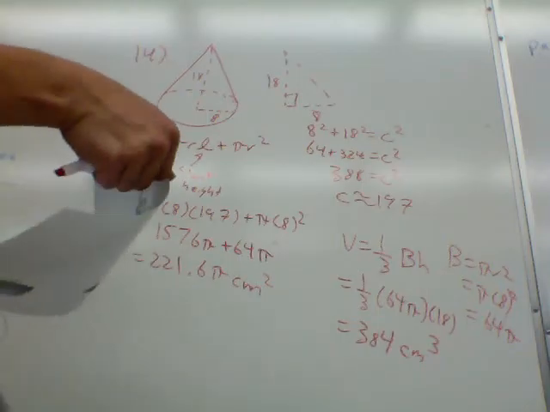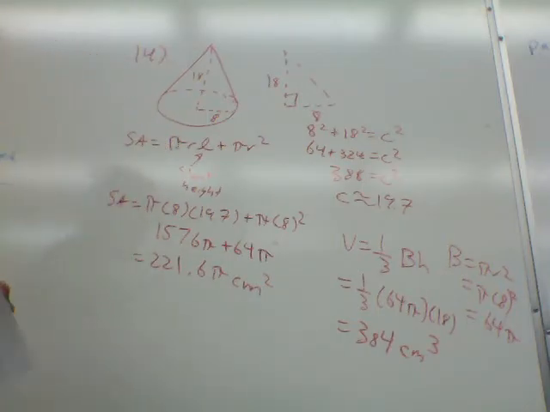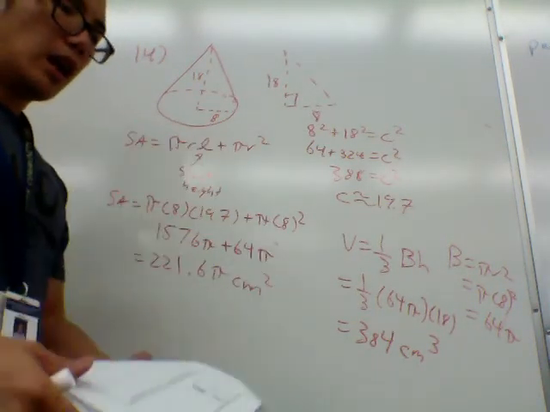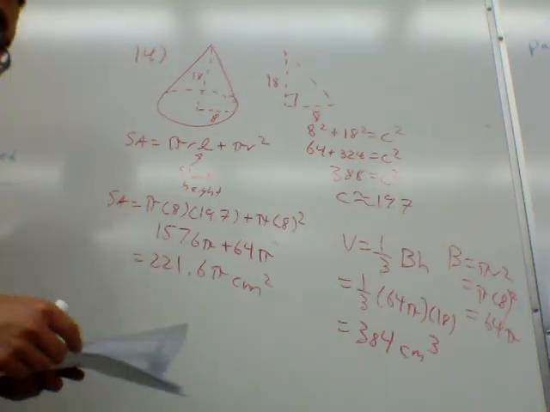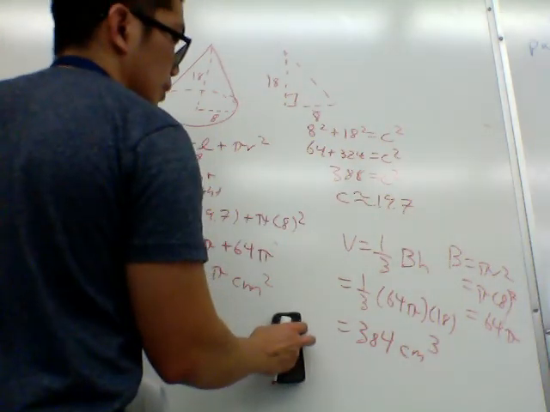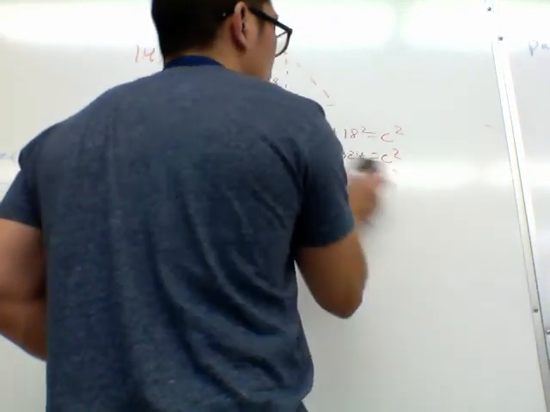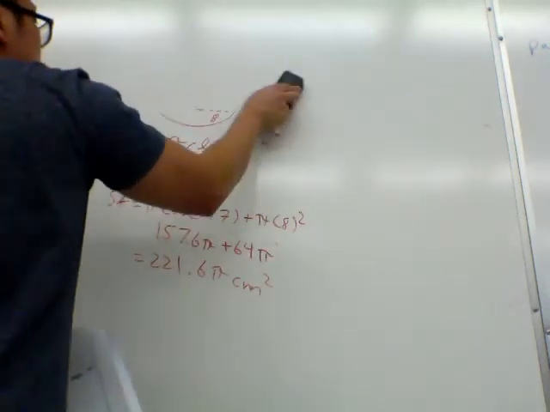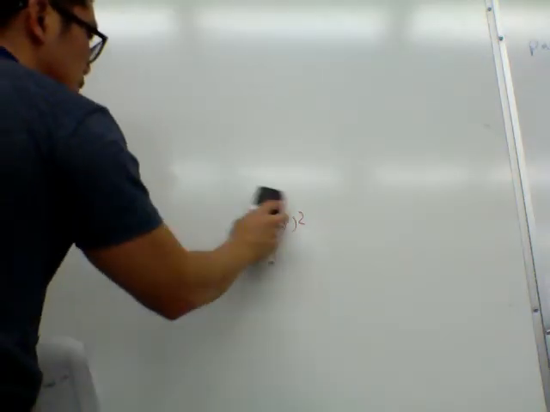I am going to skip 15. 16 I'll do in class. So 17. Now 17 is a really, really easy problem. Do not get this wrong.